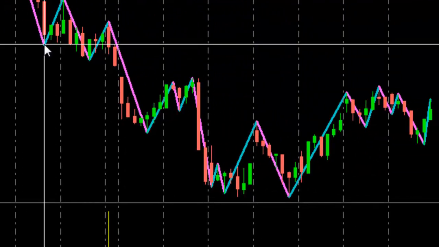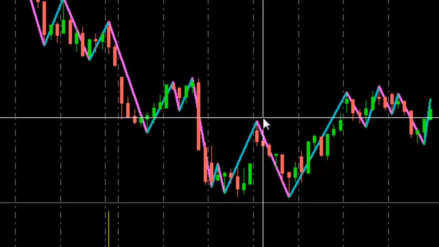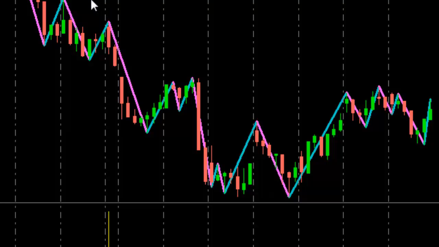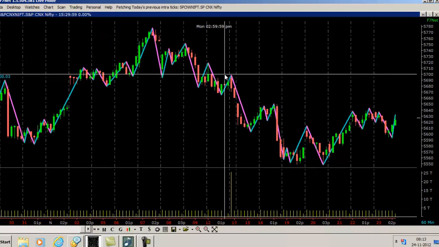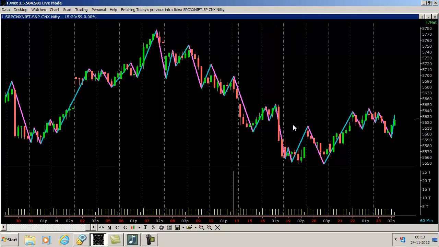So first down, second down, third down, fourth down, fifth down. Here, after crossing this point, Nifty has come for a short term uptrend. So you can easily get from 5700 to 5600. But this is just the outlook based on the Gann swing technique.